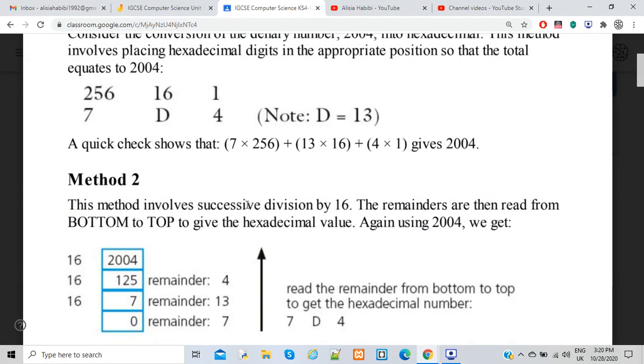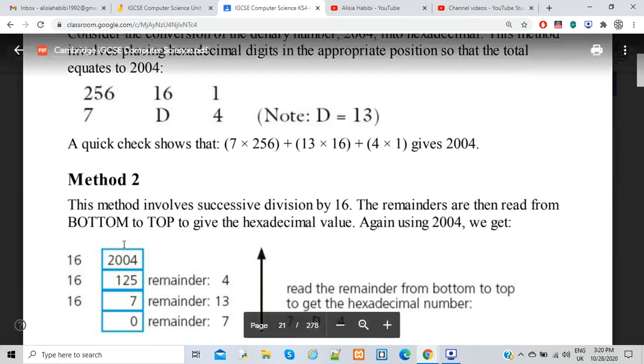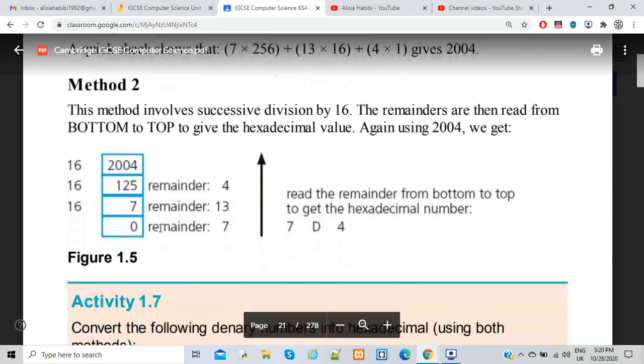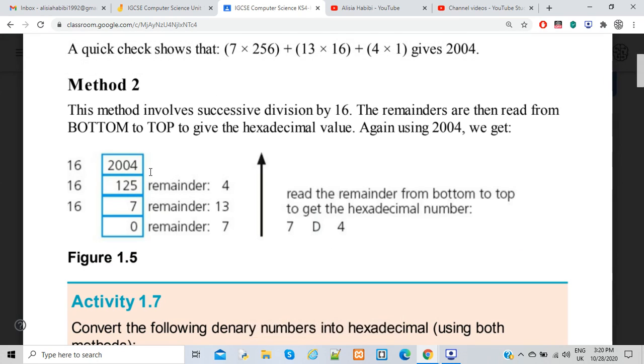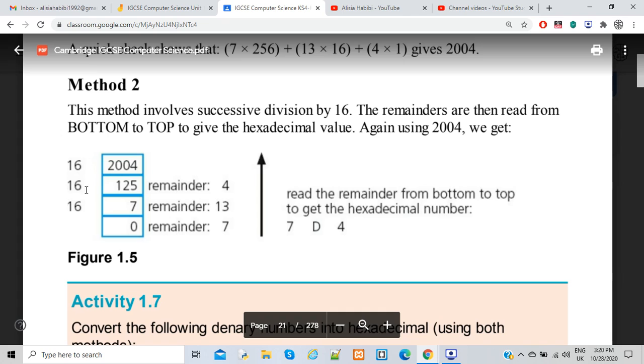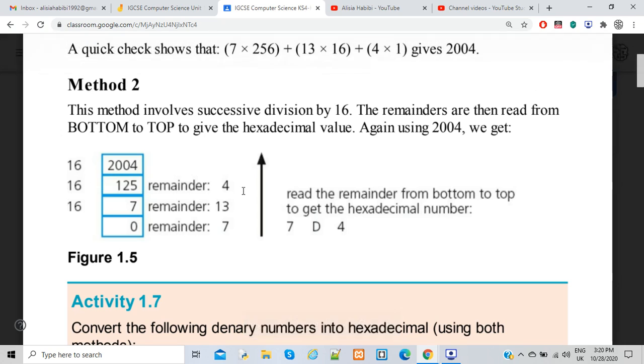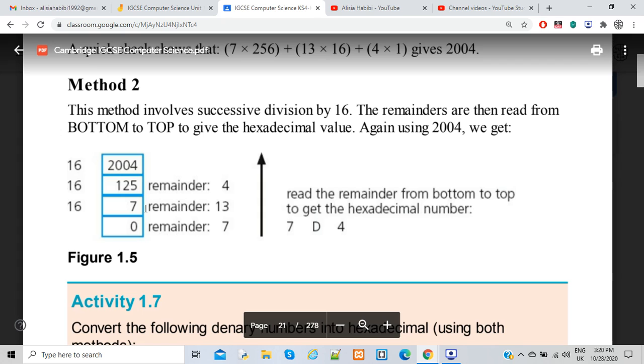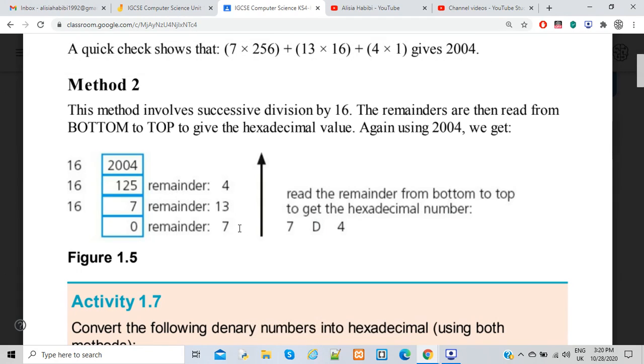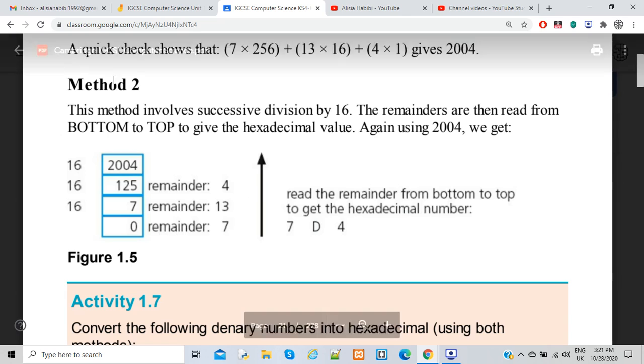And this one is basically successive division by 16 of the denary number that you are given. In this case, the denary number is 2004, and we're supposed to convert that into hexadecimal. So we successively divide it by base 16, and we get remainders. 16 goes into 2004 125 times, remainder 4. 16 goes into 125 7 times, remainder 13. 16 goes into 7 0 times, remainder 7. And then, of course, we read the remainders from bottom to top, so that would be 7, which is 7 in hexadecimal, 13, which is represented as a D, and 4, which is represented as a 4. So this is this method.